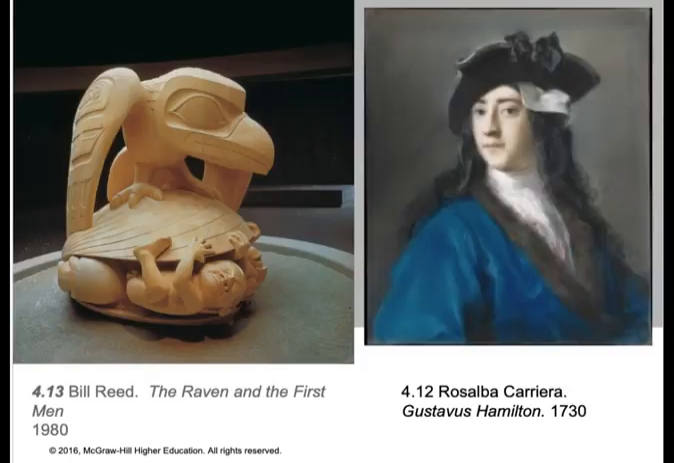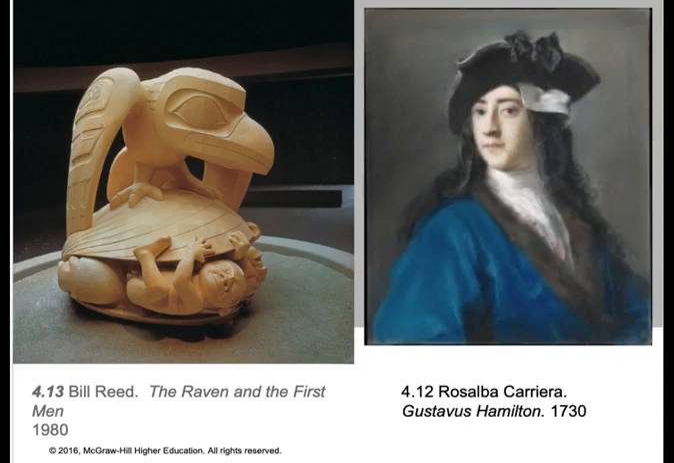Okay, so an example to look at for these two: the first one is The Raven and the First Men. As you can see, this is a photograph of a sculpture, so you can see that it is three-dimensional, that is a form. And then the other one, Gustavus Hamilton, is a painting on a two-dimensional surface, but they are creating form through light and shadow, through color, all different types of artistic skill to create the illusion that it's three-dimensional.